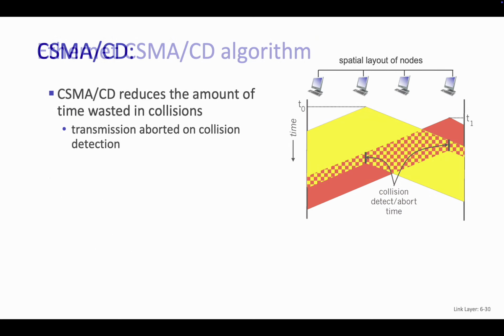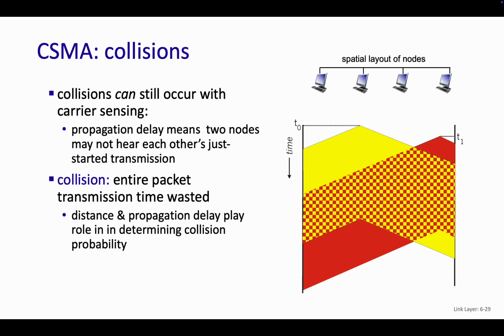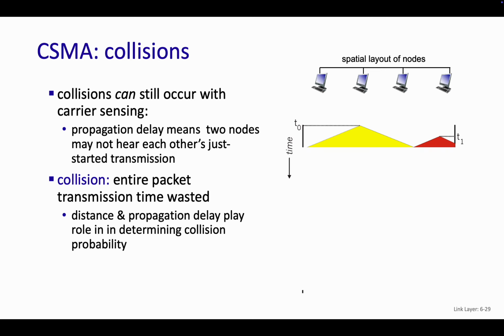Collisions can still happen. That's actually worth talking about for a second. You might think, oh, CSMA, just listen before we transmit, then there should never be collisions. But the answer is there still could be a collision. We see this all the time with Zoom, right? Where you both start talking at the same time.